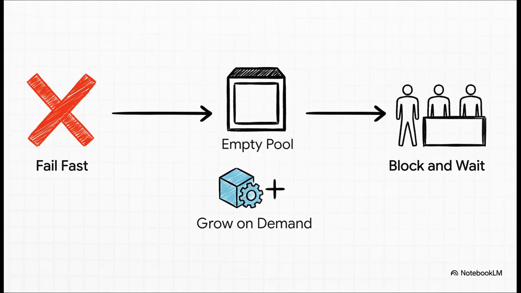So what happens when all the books are checked out, when the pool is empty? This is a huge architectural decision you have to make. Do you fail fast? Just immediately tell the client, sorry, we're all out, try again later. Or do you grow on demand? Basically, create a new resource on the fly, as long as you're under some maximum limit. Or do you make the client block and wait? Force them to stand in line, hoping that somebody returns a resource soon. How you answer this question completely defines how your system behaves when it's under heavy load.